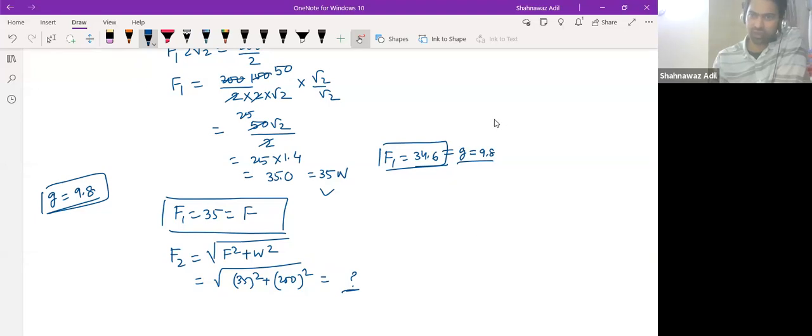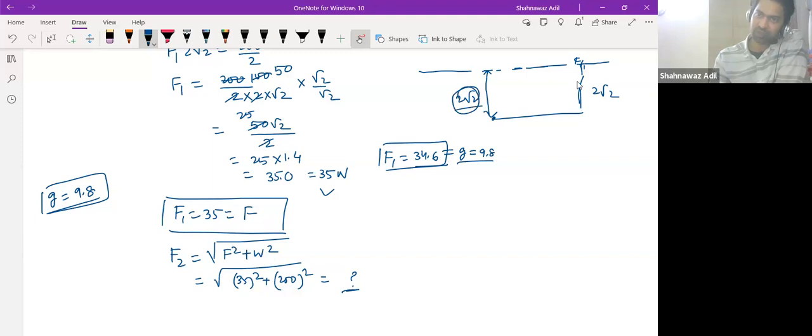Yeah, so you guys understood why this perpendicular distance was 2 root 2, right? Because this distance was 2 root 2, this was F1, and from here we were calculating, so this was F1, and this distance was 2, right? From there we got it.